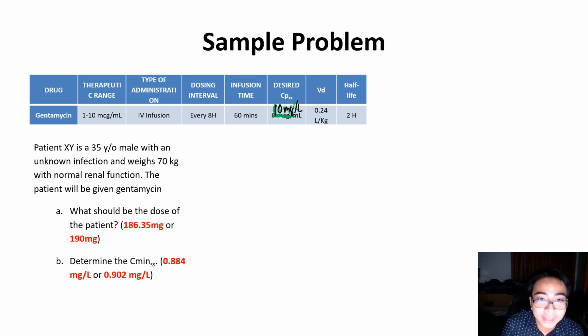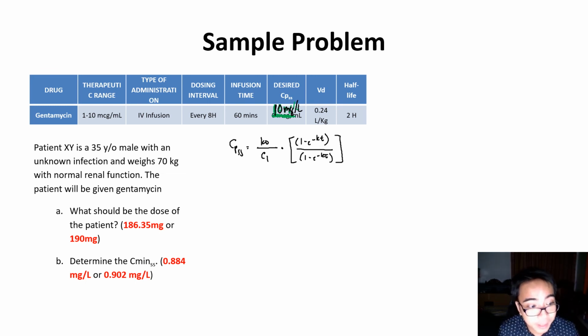Okay, so to get that, usually the formula we use would be CPSS equals K sub 0 over clearance times, I'll separate it so you can see it, 1 minus E negative KT over 1 minus E negative K tau. So I need here my K sub 0. So what do I do? I need to transpose the formula.